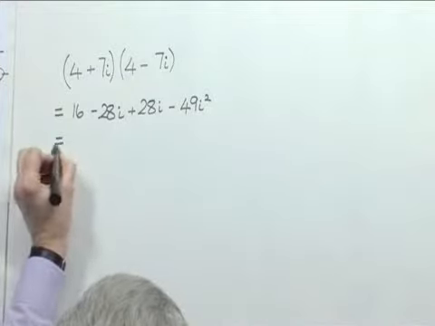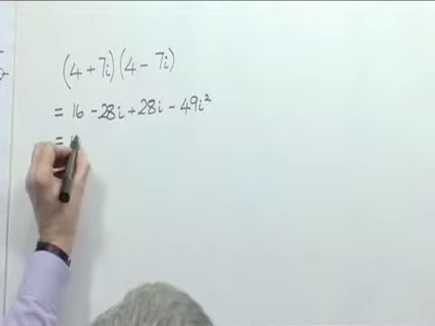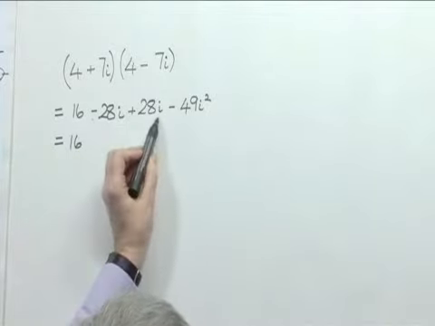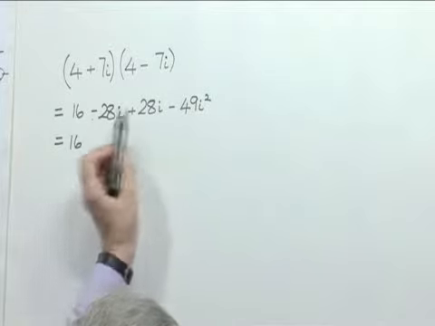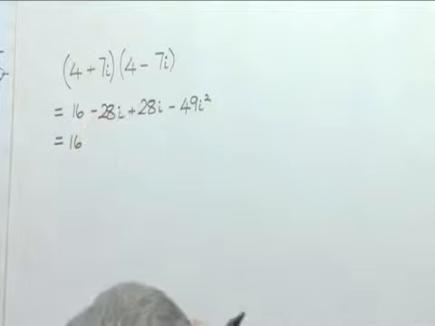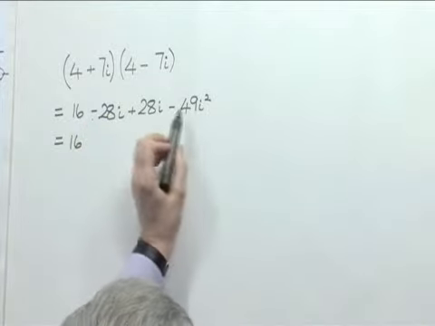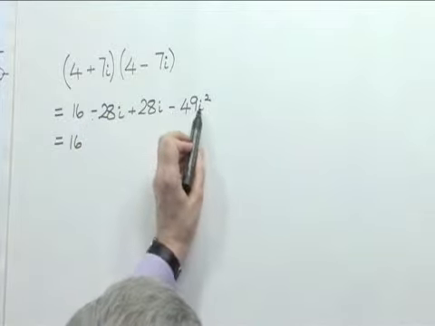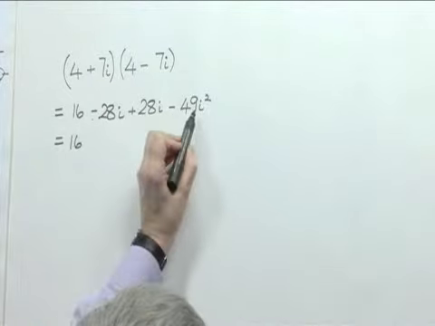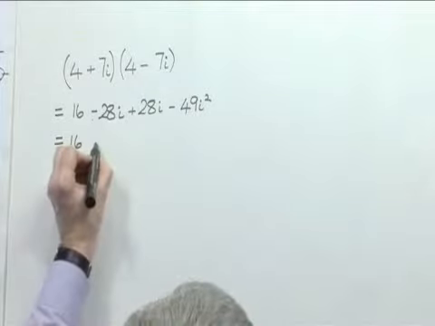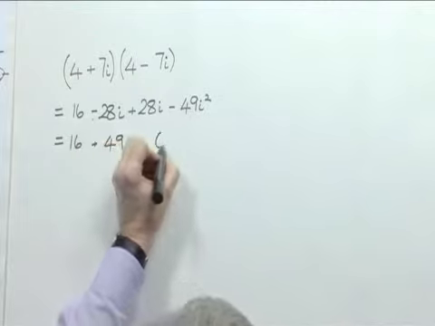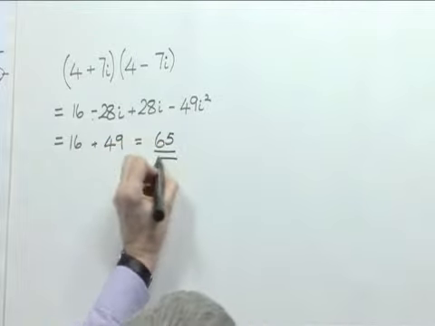Now when we come to tidy this up, the 16 stays there. We have minus 28i plus 28i, so they cancel each other out. So we're left with no i's, and there's nothing coming from those two terms. And from this term on the end, we've got minus 49i squared. We remember that i squared is minus 1. So we've got minus 49 times minus 1, so that's plus 49. And 16 plus 49 is 65.